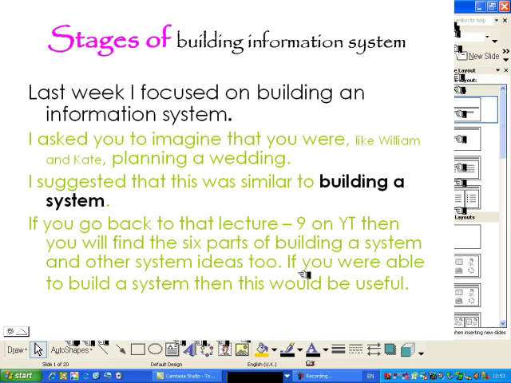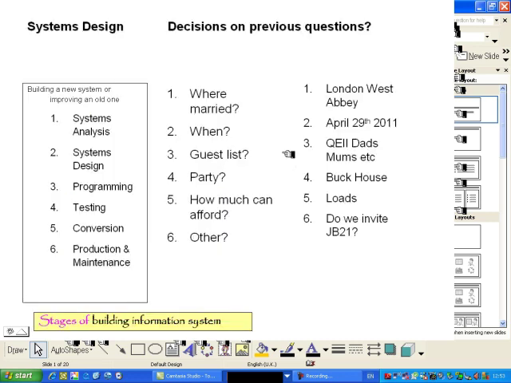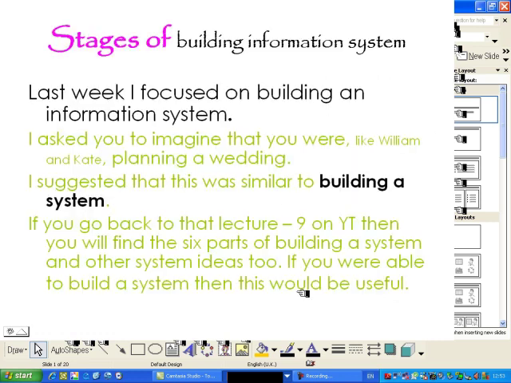So we actually understood building a system more because we looked at the wedding at Westminster Abbey. But that wedding was only the first part of these 6 parts of building.